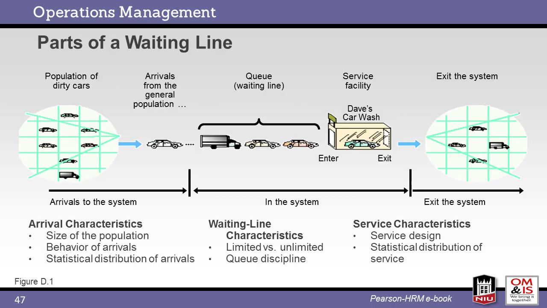This process diagram further defines the three parts of the waiting line. In this case, a car wash waiting line starts with the arrival of dirty cars. The number and time distribution of arrivals must be analyzed to understand customer demand. Next, the service system includes the queue and the service facility or car wash. The design of the queue will be based upon demand characteristics, the service process, and available space. Finally, customers exit the system by driving away in their clean cars.